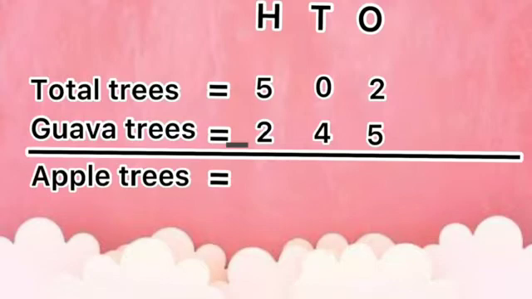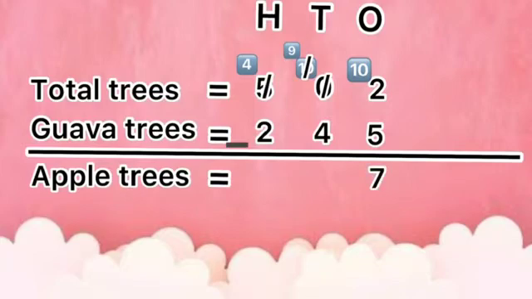Therefore, we borrow from the tens place, but 0 is at the tens place. So we borrow 100 as 10 tens from the hundreds place and carry to the tens place. Then we borrow 10 ones from the tens place and carry to the ones place. And it will become 12 ones. Now subtract 5 ones from 12 ones and it will become 7 ones.